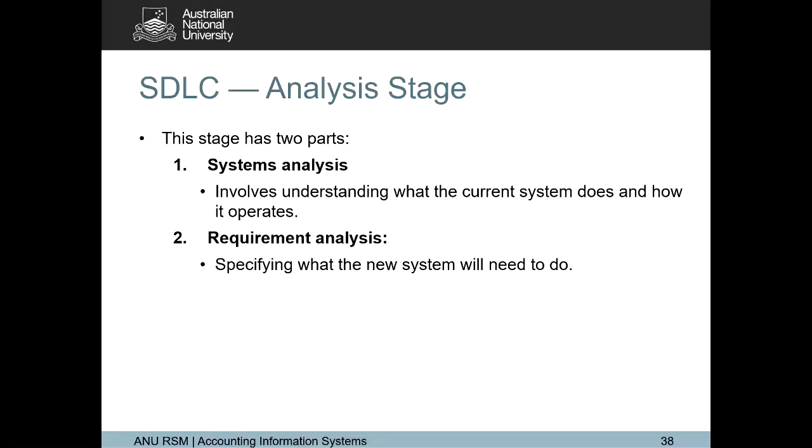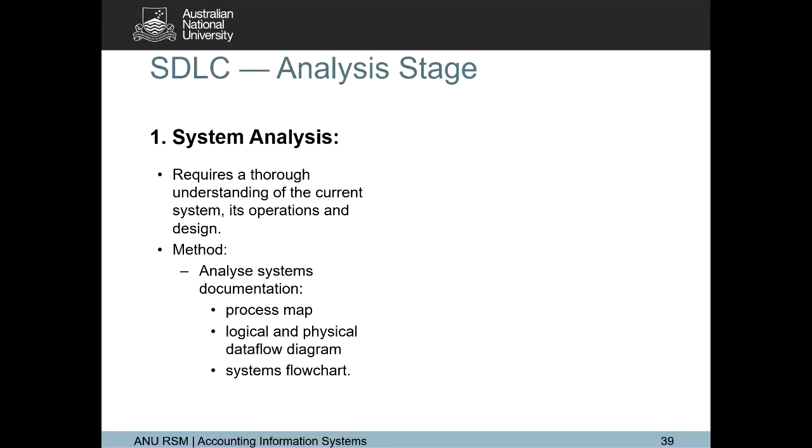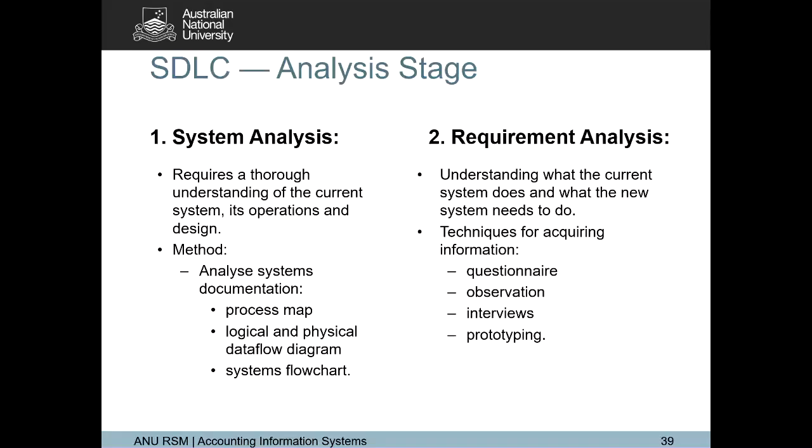All right. Then you specify what the new system will need to do, because the current system cannot deliver what the company needs. So how do you do this? You do a process map, you do logical and physical data flow diagrams, and you use system flow charts. All right. For the requirement analysis, you do a little bit more.